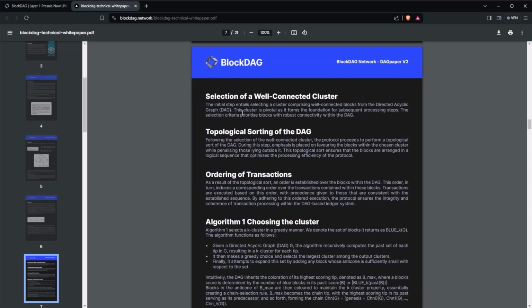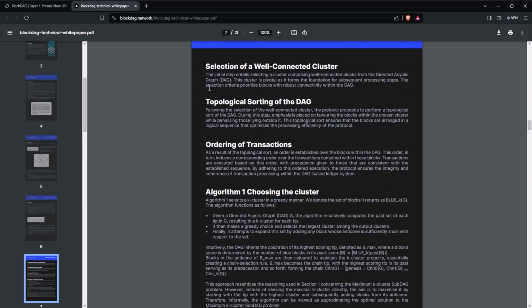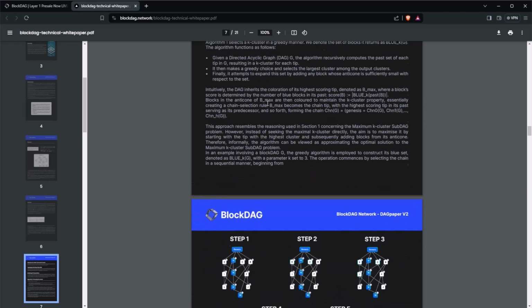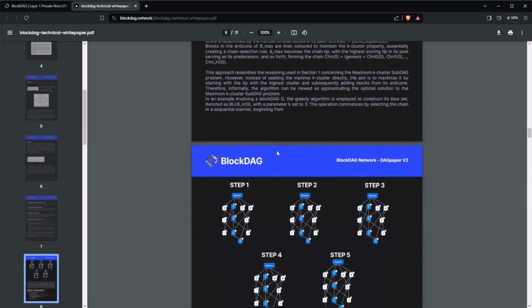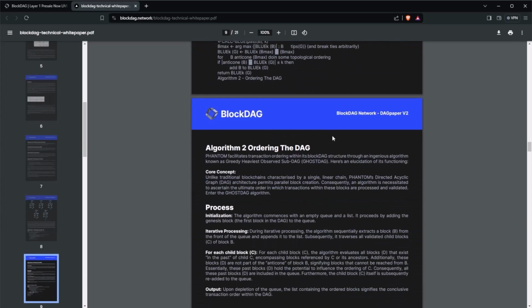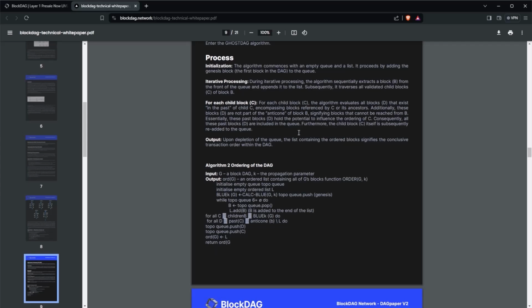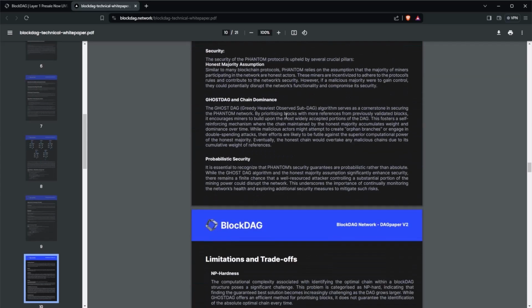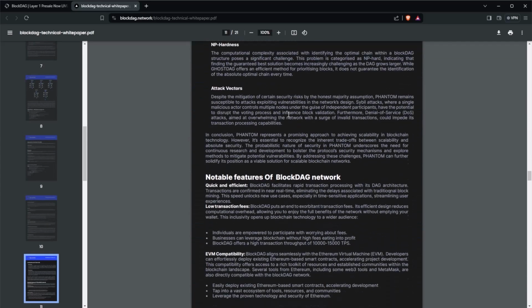And of course, some points: the selection of a well-connected cluster, the topology of sorting the DAG, ordering of transactions. So we have algorithm 1, which is choosing the cluster, and we can see the selection of the blue set. And algorithm 2 is the ordering of the DAG. And yeah, it's very impressive how they got all of this stuff working.